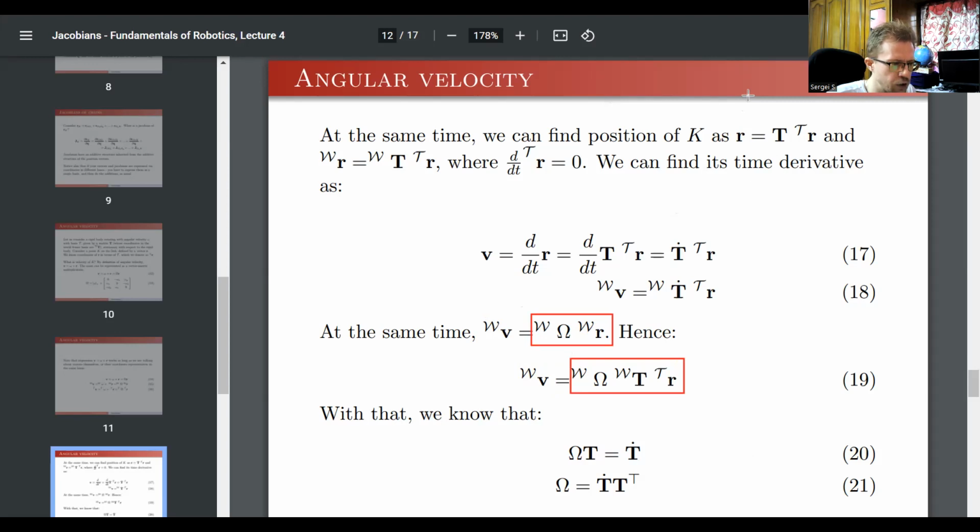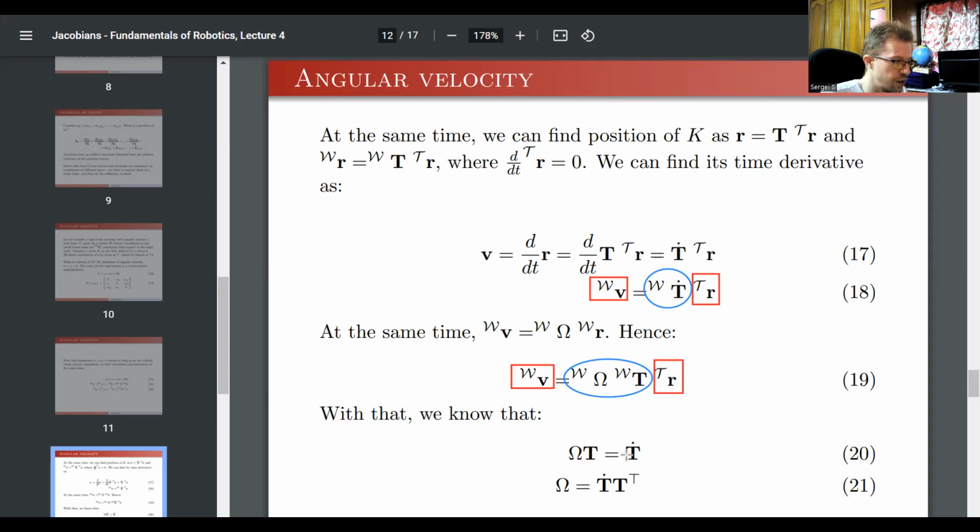Oh, sorry, not even that. We can equate right-hand sides of these equations. Sorry about that. We can equate right-hand sides of those two equations. So this guy is equivalent to this guy, and this guy is equivalent to this guy. So what is left is this guy here being equal to this guy here. Okay.